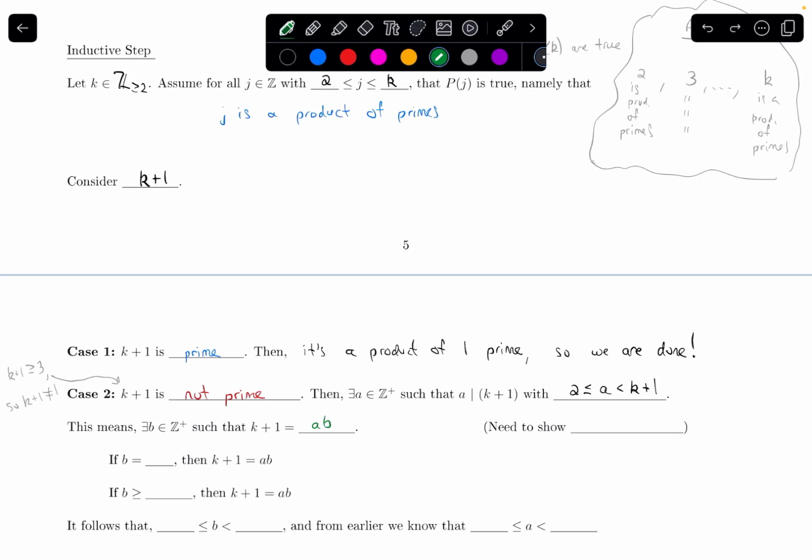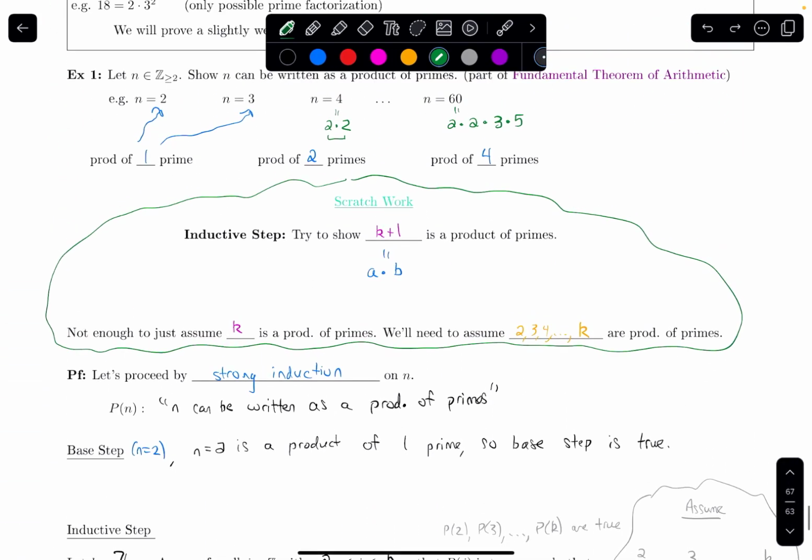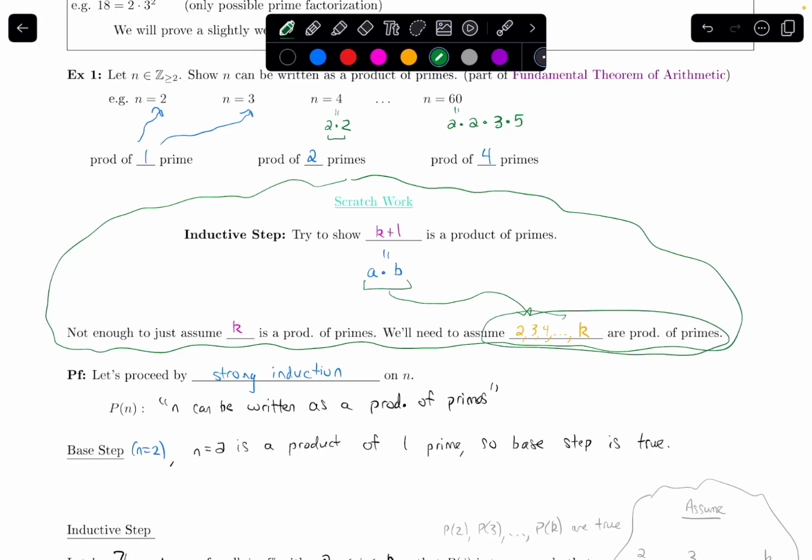Okay, so what I have here now, if I think back to my scratch work, is that I've established in this case that k plus 1 equals a times b. And what I'm really hoping is that the a and the b are both integers between 2 and k. Because if they are, my strong induction hypothesis was that all of those are products of primes. And so if I can show that the a and the b are both among this list, we are good to go.